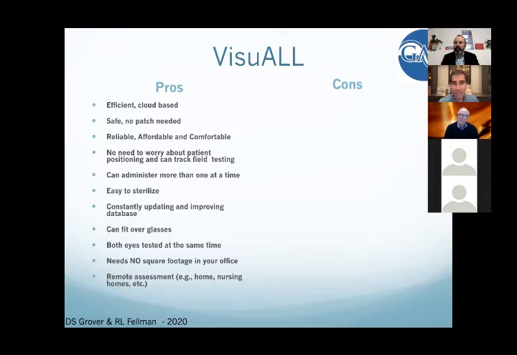It's definitely easy to sterilize, much easier than the Humphrey machine. As I mentioned, as we're seeing in the examples we already gave, it's constantly updating. You don't really need a lot of space. You don't need a dark room and an entirely different room. In our initial clinic, we had a whole room for each Humphrey field with its own computer, with everything.